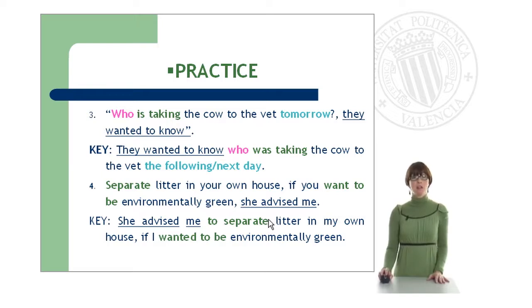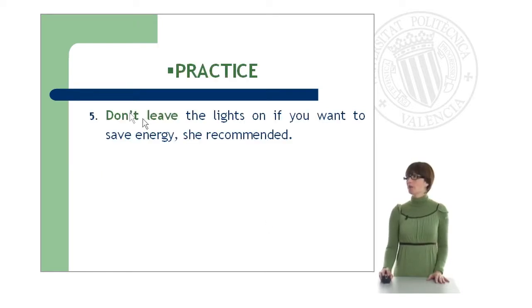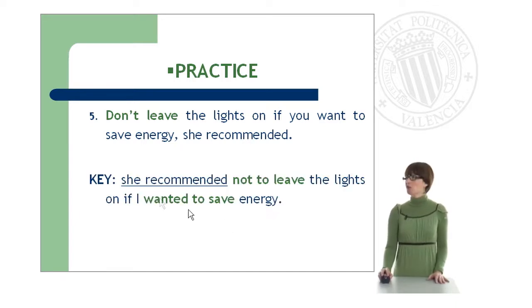And let's have a look at the last one. Don't leave the lights on if you want to save energy, she recommended. Here we have an imperative in the negative, don't leave. So the transformation would be as follows. She recommended not to leave the lights on if I wanted to save energy. So remember that the negative imperative is reported with not to leave. And then we have the second part, which is just a statement, if you want, into the past, if I wanted to save energy, with the necessary change in the pronoun as well.